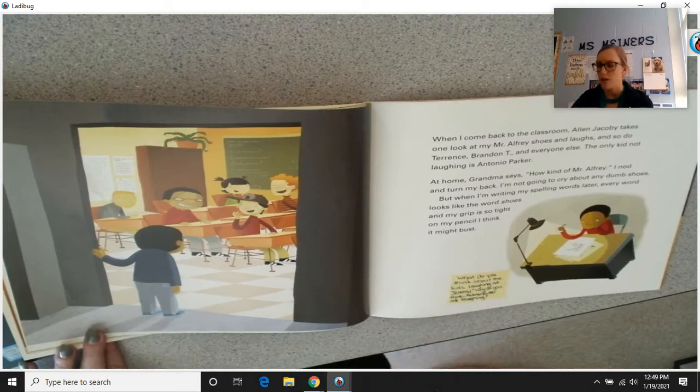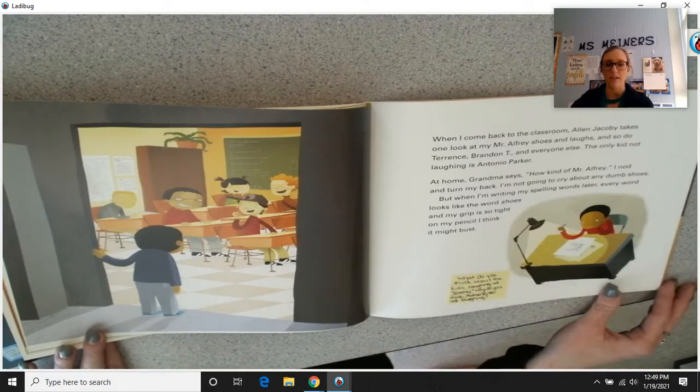Let's look at our post-it note here. What do you think about the kids laughing at Jeremy? How do you feel about that? And how do you think Jeremy felt? And why do you think Antonio Parker isn't laughing? So the whole class is laughing at Jeremy and his shoes, except one kid, Antonio Parker. Why do you think Antonio is not laughing at him?